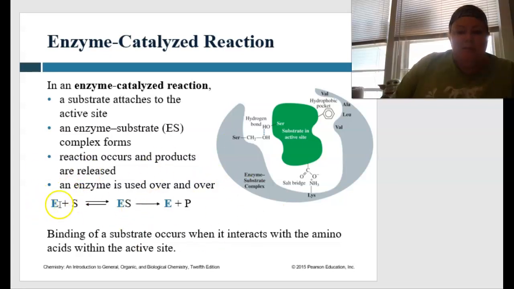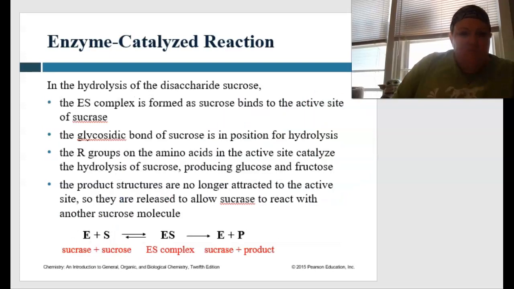So we have our enzyme and substrate. It binds together to make the enzyme substrate complex, and it does the little reaction, and then the enzyme is going to be recycled to be used again, and it's going to be releasing the product. And you can see the same thing here. Binding of a substrate occurs when it interacts with the amino acids of the active site.